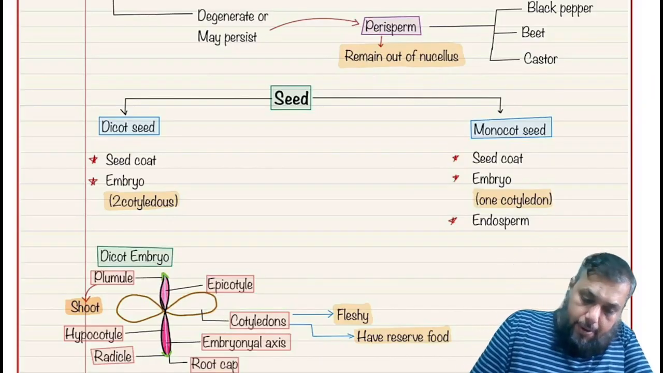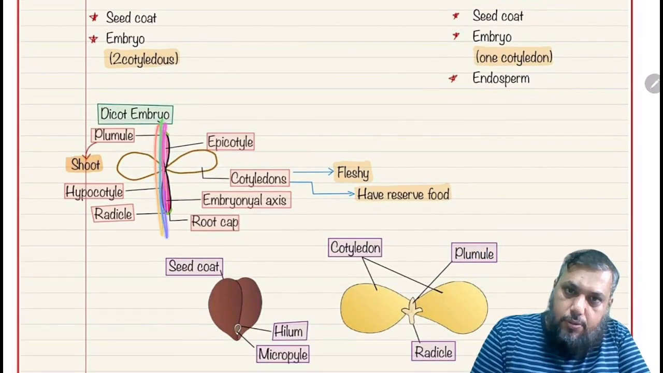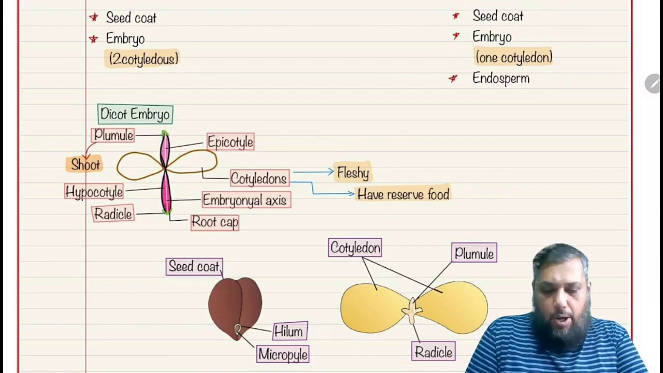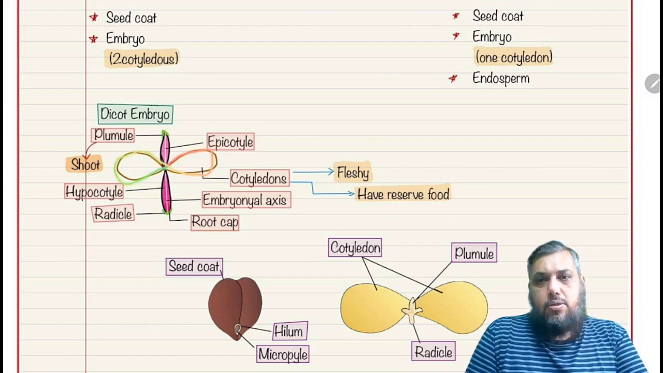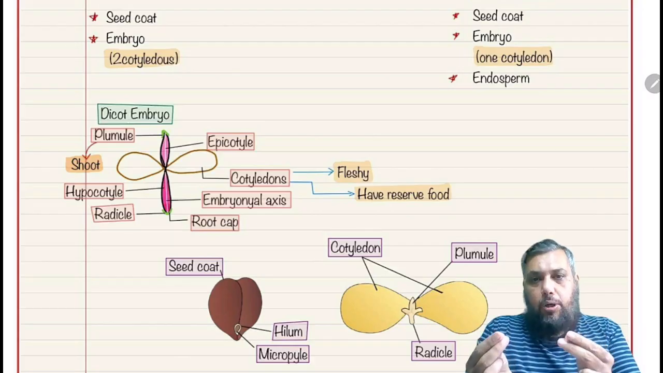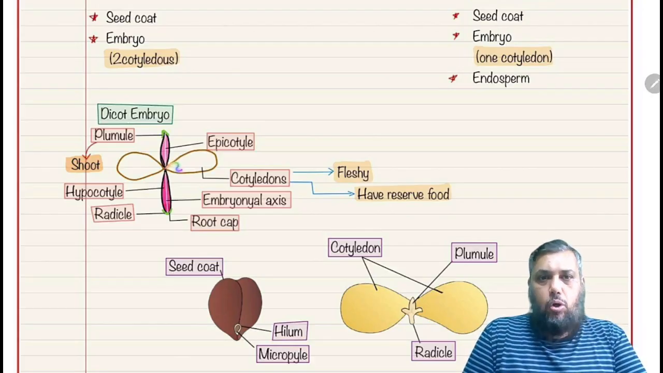See here, this is an embryo axis. It's an embryo axis, which is called the embryonal axis. These are two cotyledons, like in the case of chana, groundnut, where the two cotyledons can be opened like the two pages of a book. The point of attachment of the cotyledons is called the cotyledonary node.